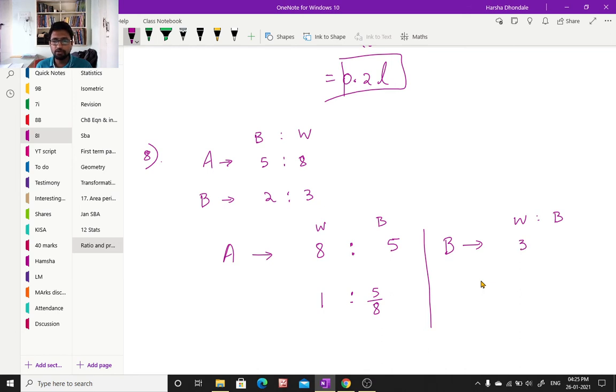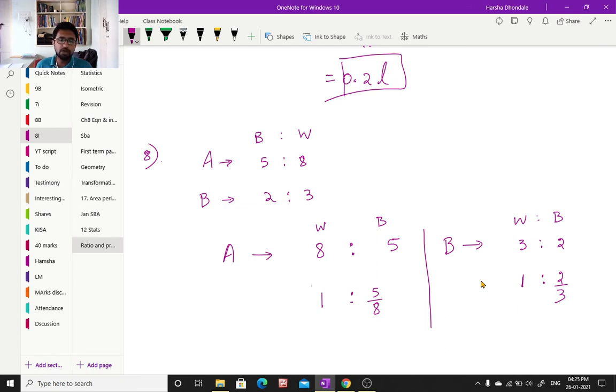For 3 units of white, 2 units of black are used. Now I will divide this by 3 and this also by 3. When I do that, why I'm doing that is, I'm making this white to 1 unit. So it becomes 1 : 2 by 3. Now it becomes easy for me to compare.